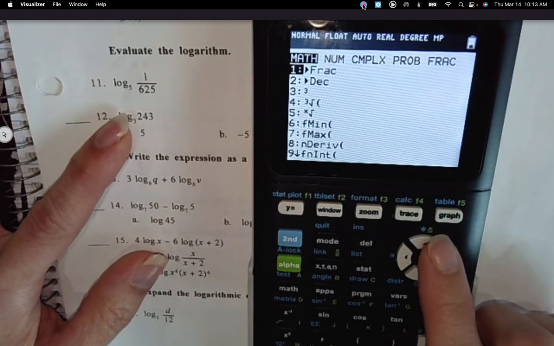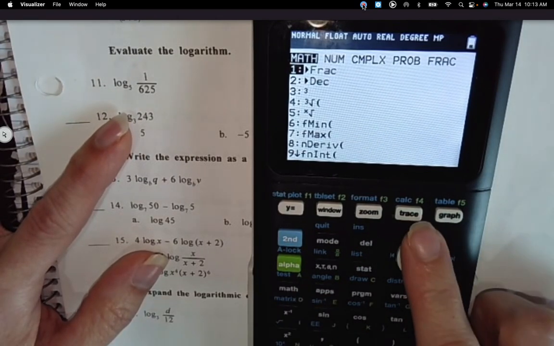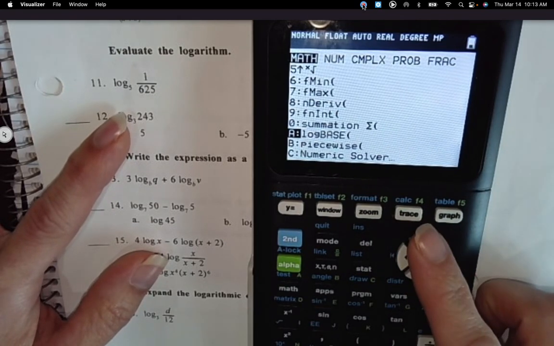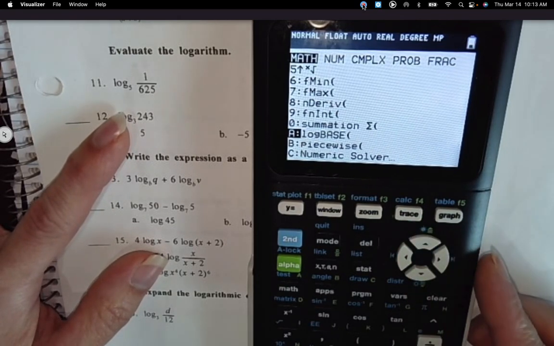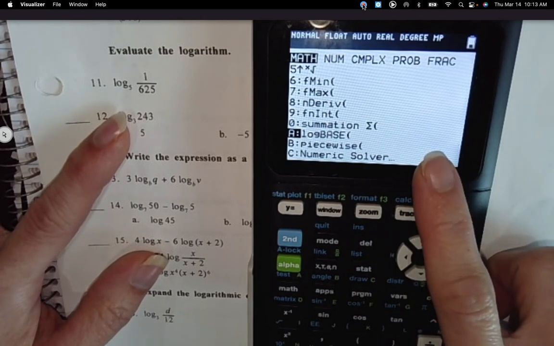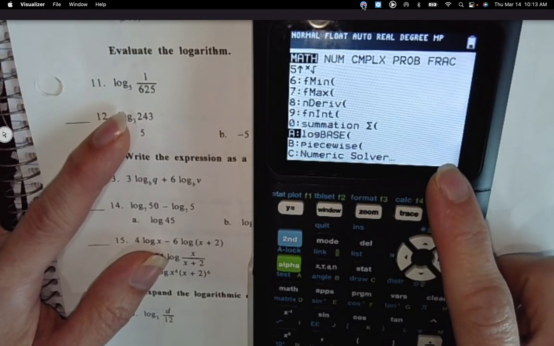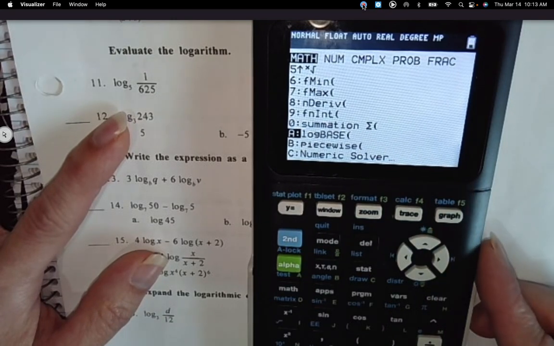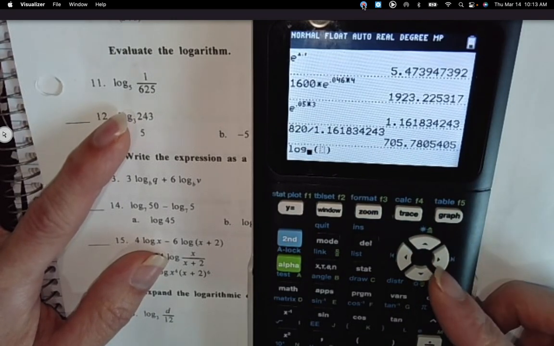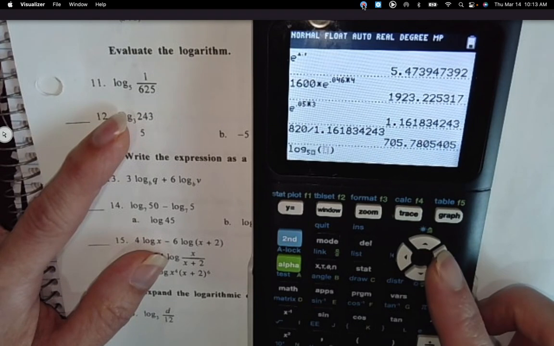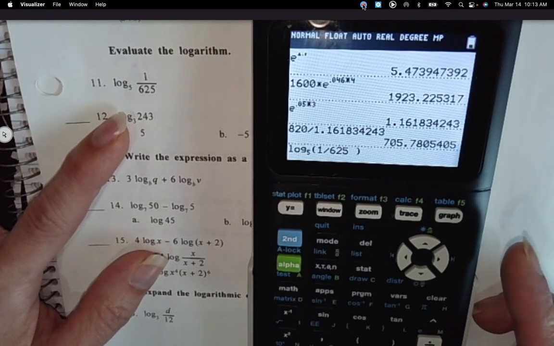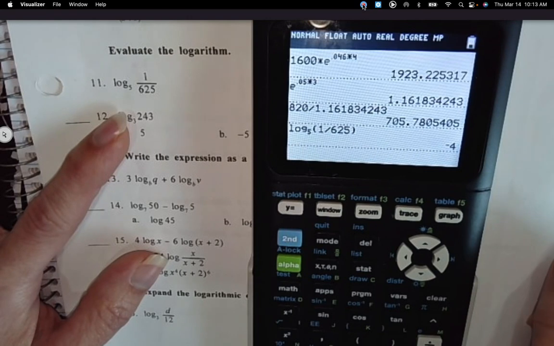You press math. Wait, what do y'all press? Math. And then go up to this one. Math, and then I will press the up button a few times. And you see that choice? I'm guessing everybody has this. If not, I'll show you another way. Does everybody have this? Okay, and then you just fill it in. That's 5, and that's 1 divided by 625. And I get -4.